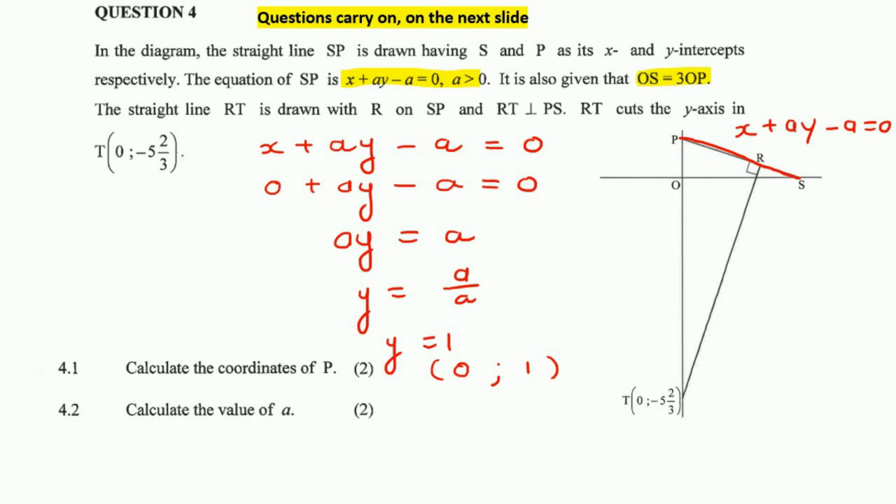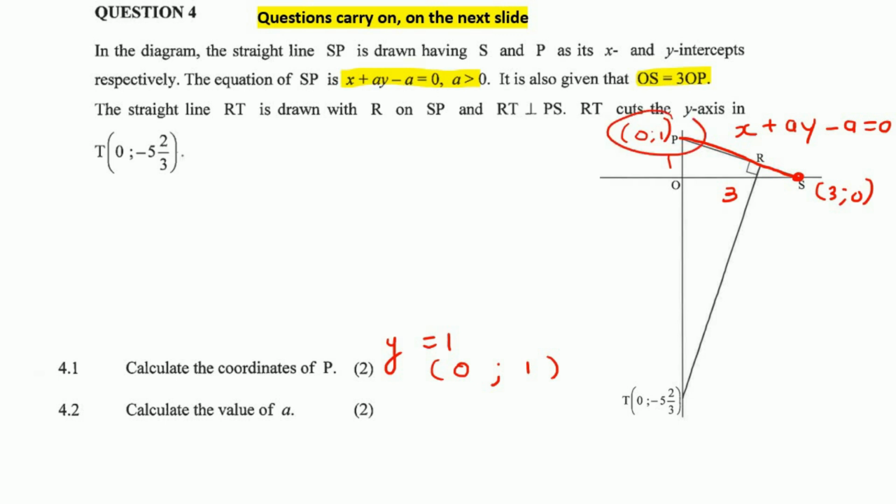Oh, got it. So check this out, guys. This is quite important. It says that the length of OS is 3 times the length of OP. But now OP's length, because we now know that P is 0 and 1, remember, we just worked that out, is 1. So that means this length would be 3, because it's 3 times as long. So the coordinates of S will be 3 and 0, and that is a point that we could now substitute into this equation, because we wouldn't use P to substitute, since we've technically used that one already.